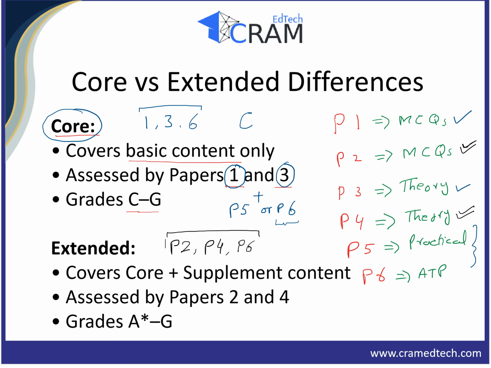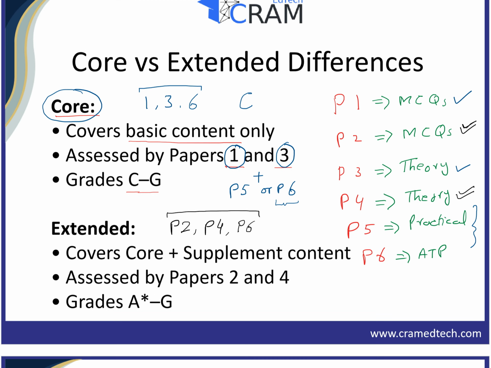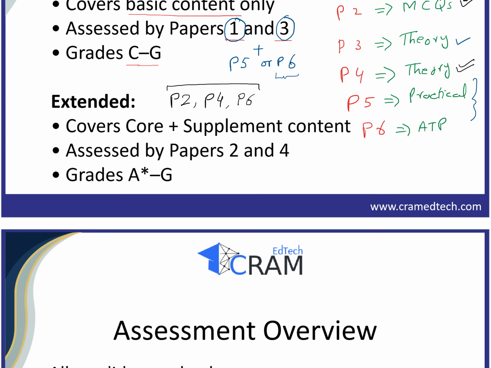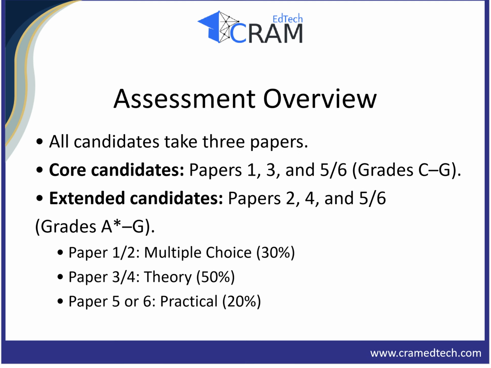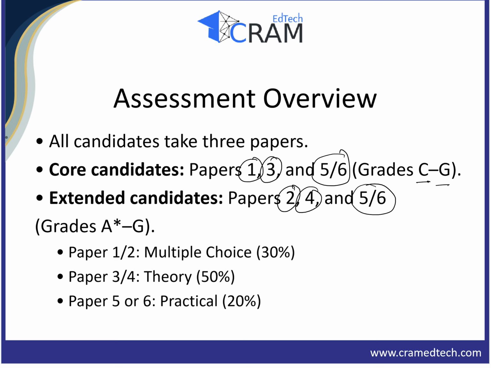Okay. Now we see a little bit more about these assessments. If you have a look here, assessment overview, as I did mention on the previous slide, as a core candidate, you are writing paper 1, paper 3, then 5 or 6, and C to G grades you can achieve. Extended candidates will appear for paper 2, paper 4, and one of paper 5 or 6. So 3 assessments for the core students, same 3 assessments will be for the extended candidates as well.